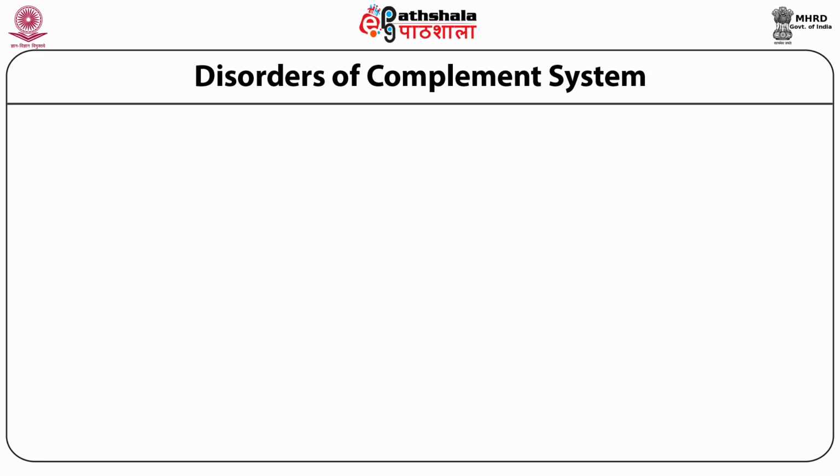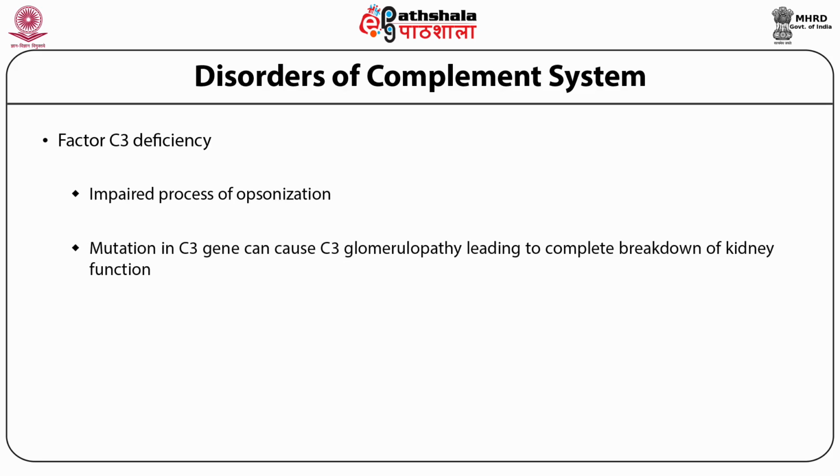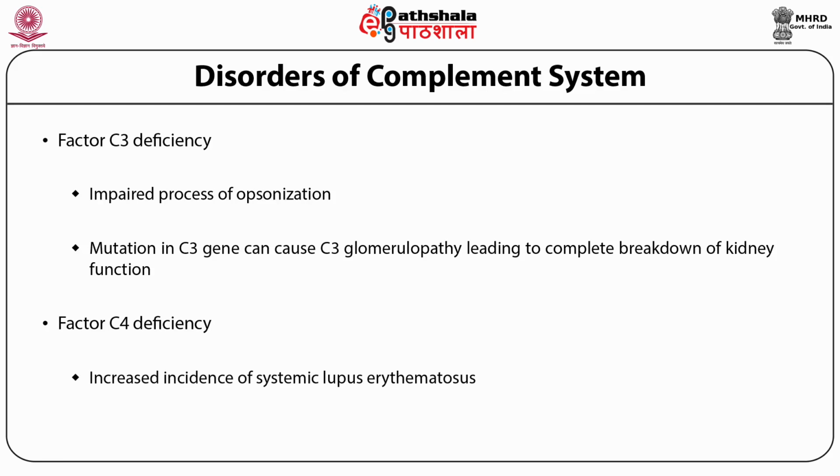However, the most severe among all is the C3 deficiencies, which may be due to low C3 synthesis or deficiency in factor I or factor H. Decreased concentration of C3b have an adverse effect on the process of opsonization. Alternatively, a specific mutation in C3 gene is also the cause of C3 glomerulopathy, a rare kidney disease that leads to complete shutdown of kidney functions. Deficiency in C4 components also increases the incidence of systemic lupus erythematosus.